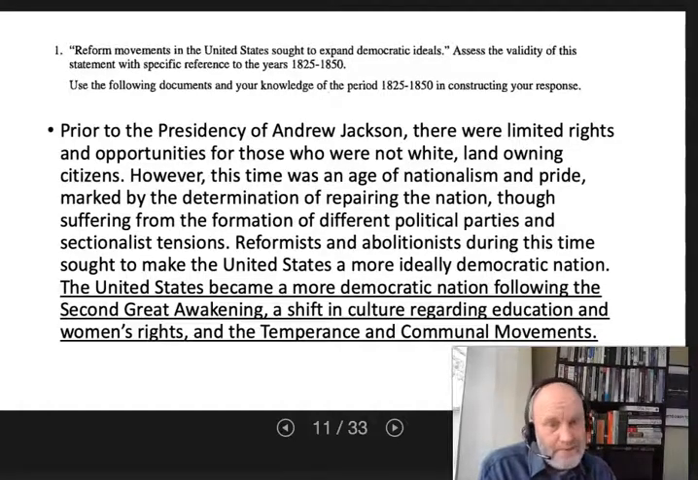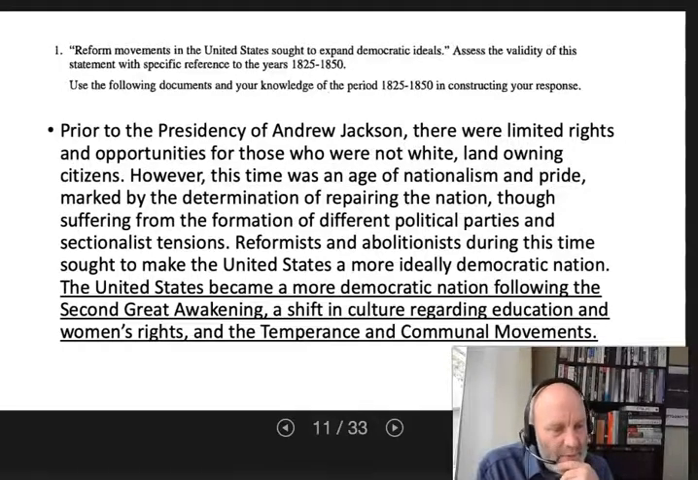Reformists and abolitionists, right? So reform movements, it doesn't say anything about abolitionists, but now we've introduced one of the reform movements that we're talking about in probably one of the paragraphs. During this time, sought to make the United States a more ideally democratic nation. That's a good thesis, but that's not all. There's one more sentence here.